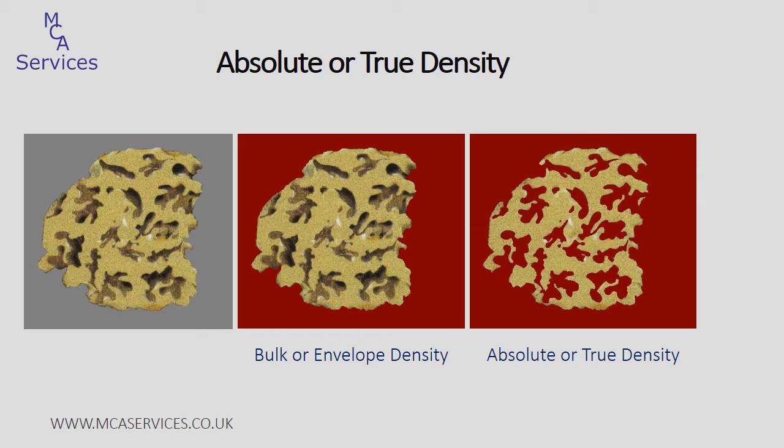In the third image, the red area again shows the displacement media, but this time it has filled all of the pores within the sample. So now we are just considering the volume of the solid portion of the sample. Calculation of density from this volume will give the absolute density, sometimes also called the true density of the sample. So the absolute or true density of a sample excludes the volume of all open pores within the sample in the calculation of density.